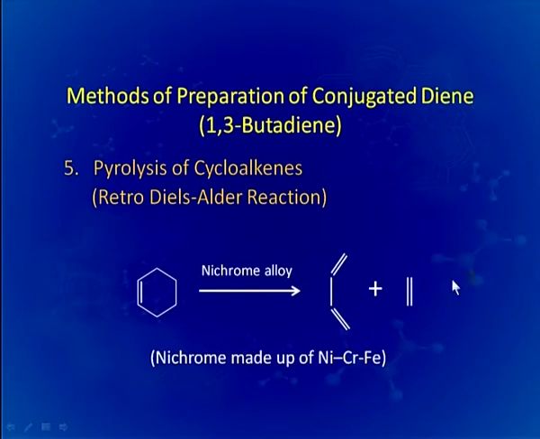Pyrolysis of cycloalkene is another important method. This is basically the reverse of the Diels-Alder reaction. In the Diels-Alder reaction, these two compounds combine with each other to give this cycloalkene. So, in this reverse reaction, in the presence of nichrome alloy, this carbon-carbon bond is broken and this carbon-carbon bond is also broken, and we will get a conjugated diene and an alkene.